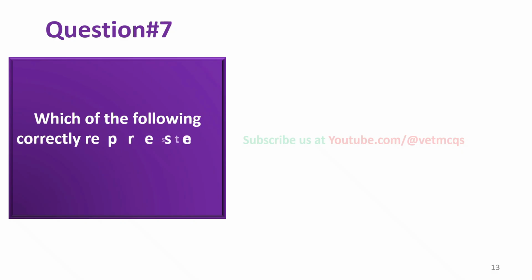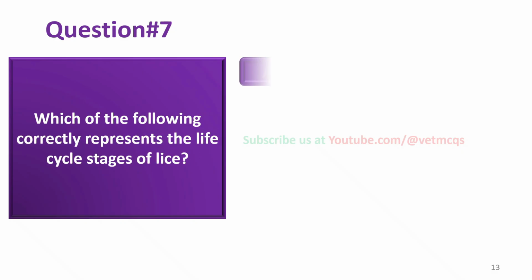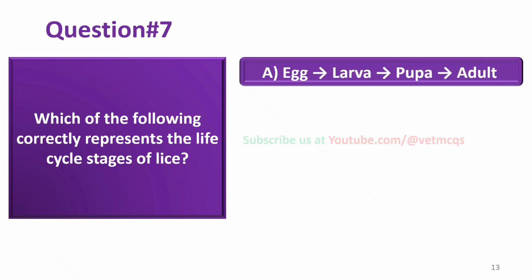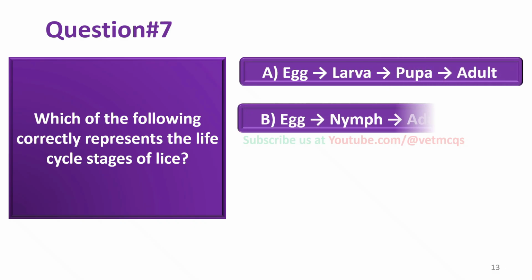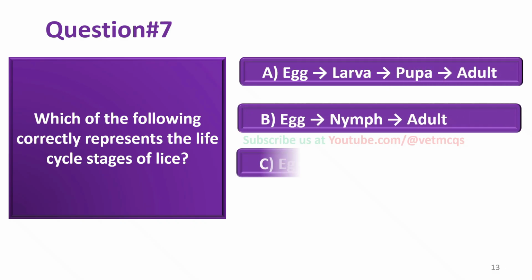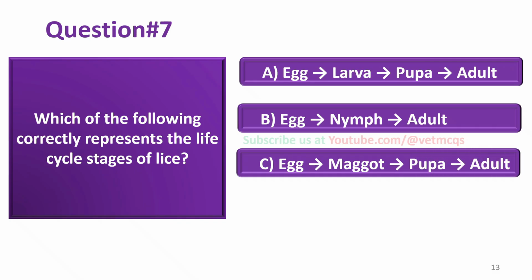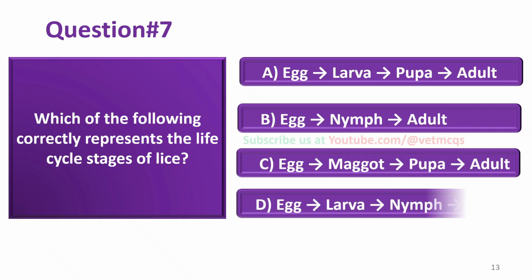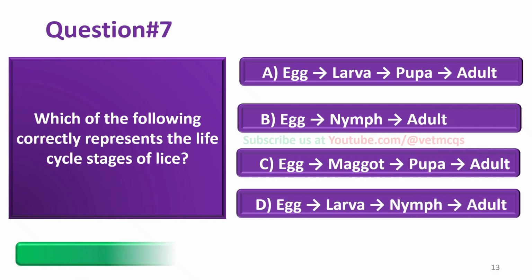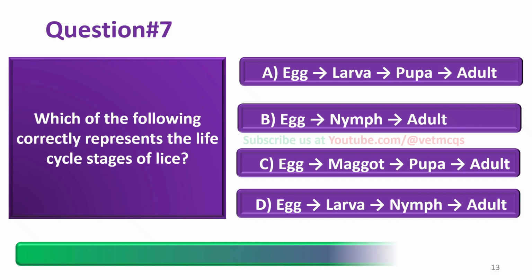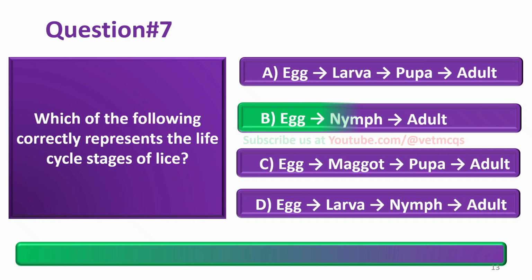Which of the following correctly represents the life cycle stages of lice? Egg, larva, pupa, adult. Egg, nymph, adult. Egg, maggot, pupa, adult. Egg, larva, nymph, adult. And the correct answer is option B, that is egg, nymph into adult.